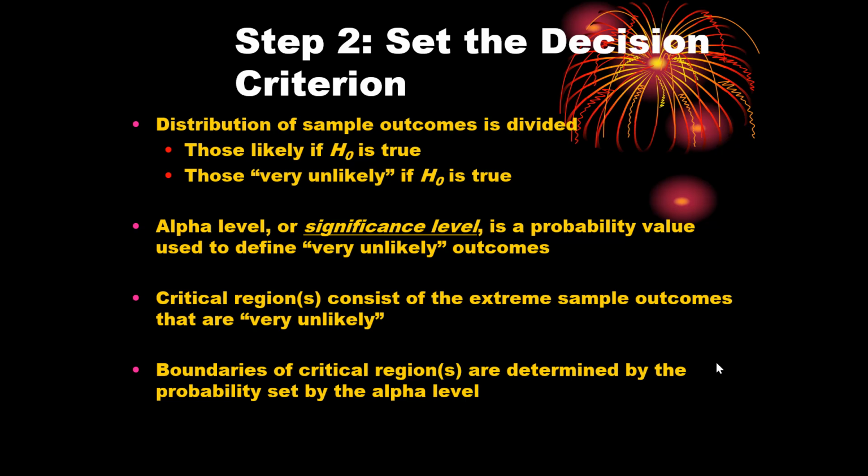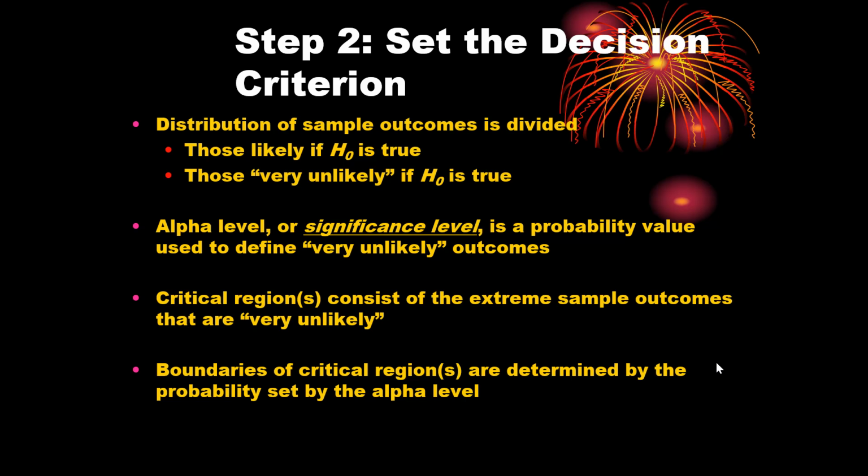In step 2, we set the decision criteria. The distribution of sample outcomes is divided into two sections. Remember that our null hypothesis is that there is no difference between our groups and they are very similar, if not virtually the same. Therefore, we can say the null hypothesis is likely true, or it is very unlikely that it is true. Next, we select our alpha level.